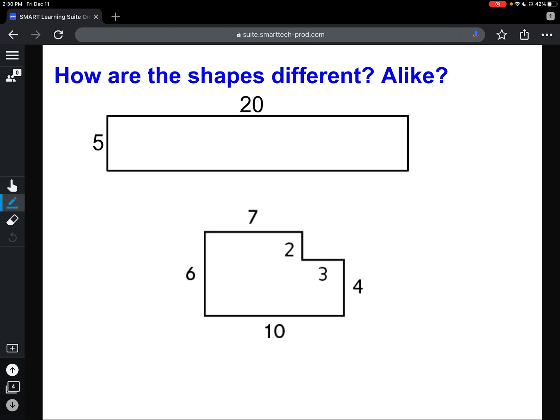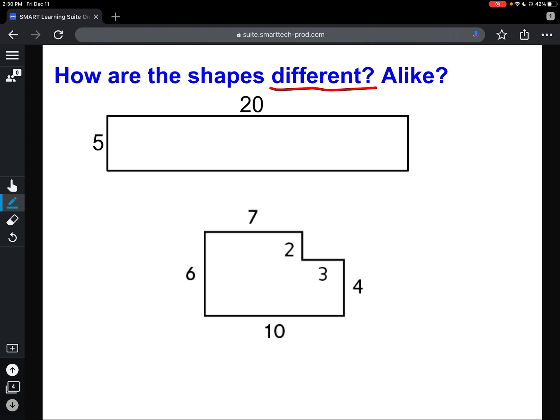How are they different? How are they alike? The first thing that I noticed with them being different is in the first shape, 5 times 20, that's what we've seen all along. It has 4 sides, 4 angles. It's just a regular rectangle.